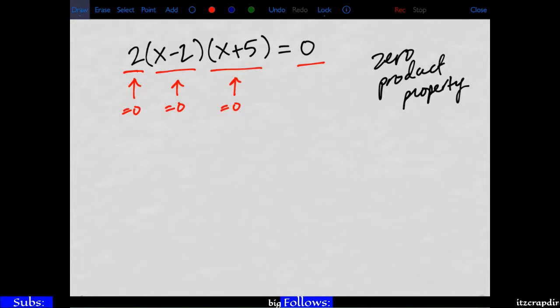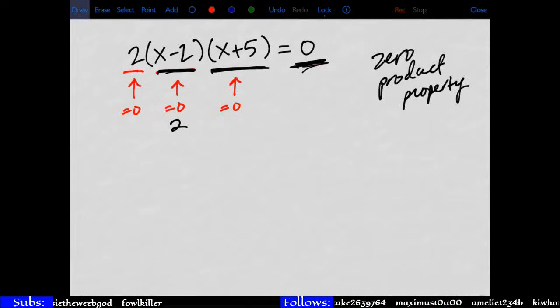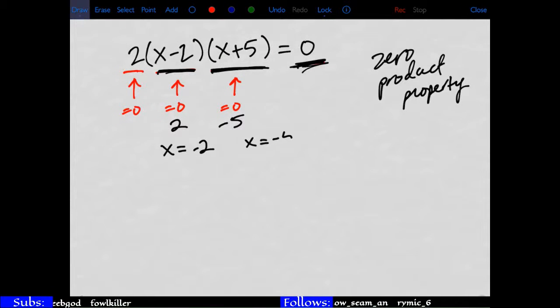We're going to be using that to solve these. So to solve from intercept form, it always has to be equal to 0, because otherwise the zero product property doesn't work. So this is equal to 0 already. So I just have to say what x value makes that x minus 2 equal to 0? Well, it's 2, because 2 minus 2 is 0. For the second one, what makes this part equal to 0? Well, it's negative 5, because negative 5 plus 5 equals 0. So the two solutions to this are x equals 2 and x equals negative 5.